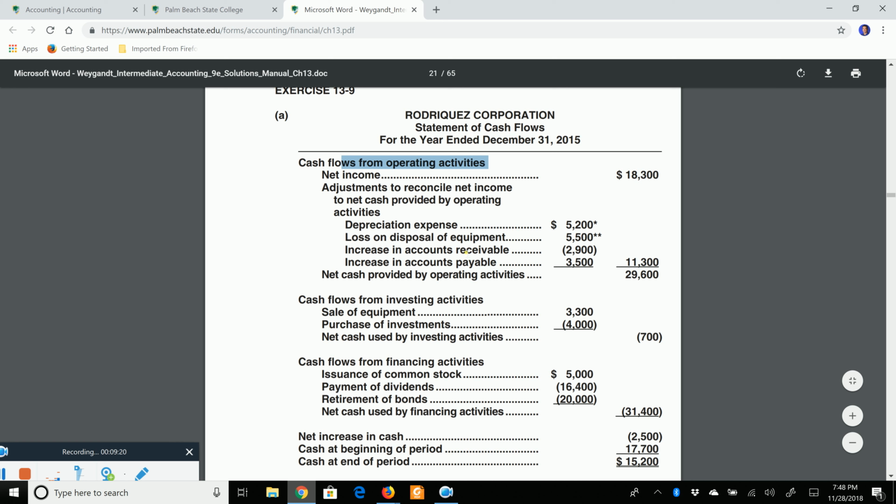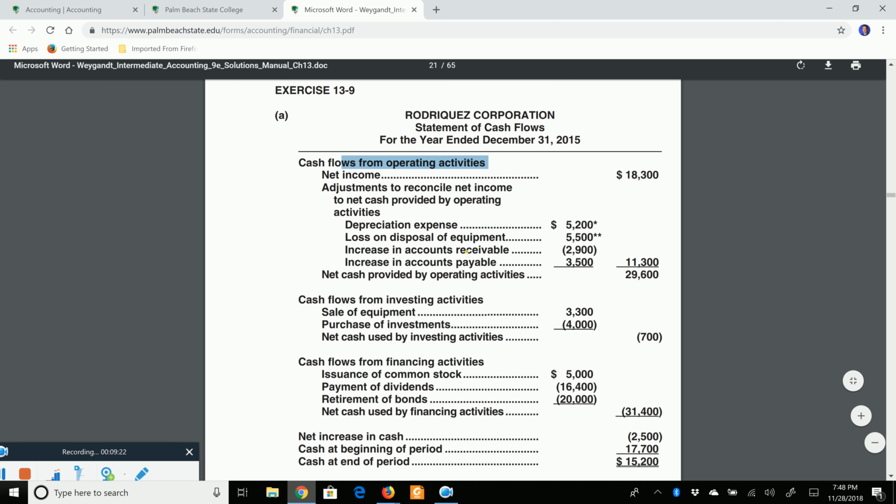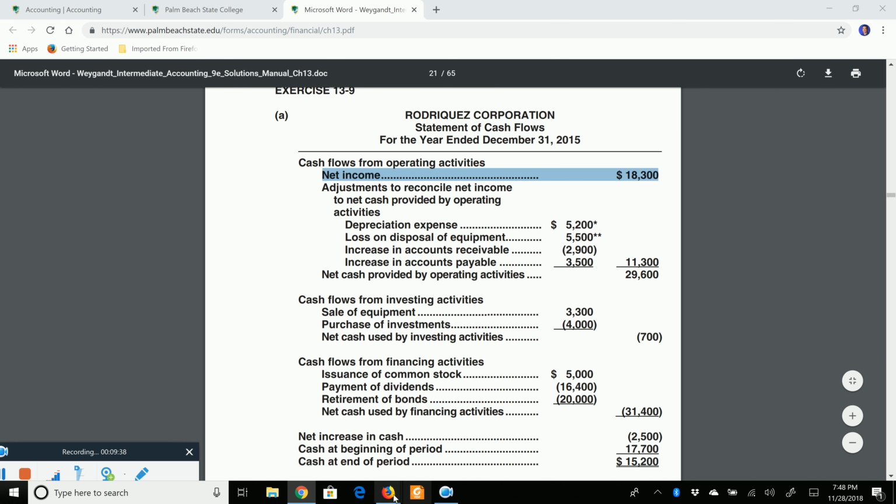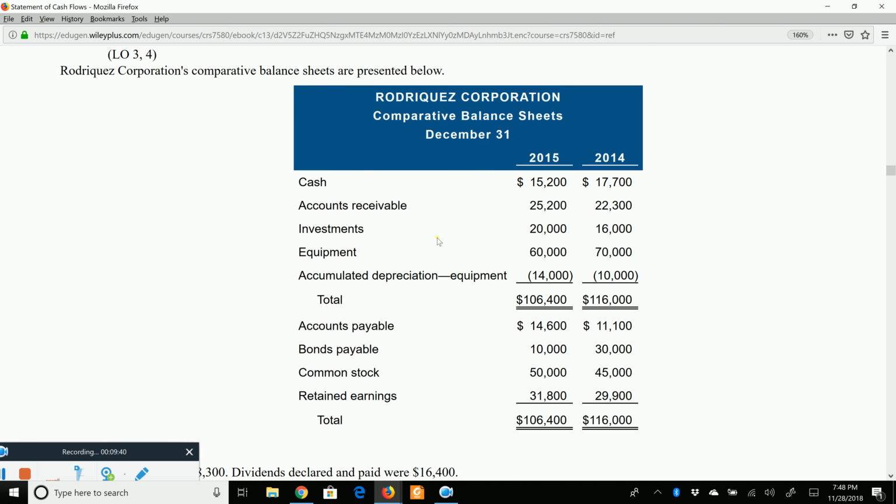Okay, now with the indirect method, basically what we're doing is this. The first thing we're going to start with is the net income number. Okay, and where would we get the net income number? Well, I would imagine most of you know by now the net income number you get directly from the income statement. So let's take a look at what was given to us. The author gave us a comparative balance sheet. The balances at the end of 2014 versus 2015.